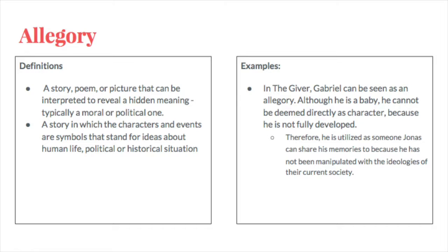Therefore, he is utilized as someone Jonas can share his memories with, because he's unable to share them with his best friend Fiona because she's already been manipulated by the ideologies of that society, and he can share them with Gabriel because he has not been manipulated with the ideologies of that current society. So in other words, he's seen as pure and innocent, which is something very rare found in that society.